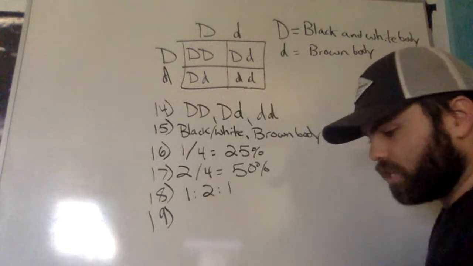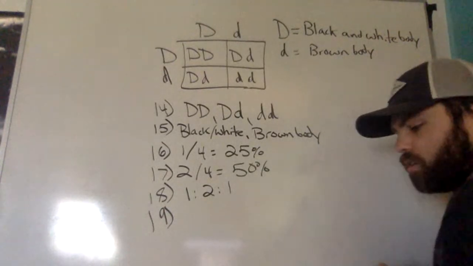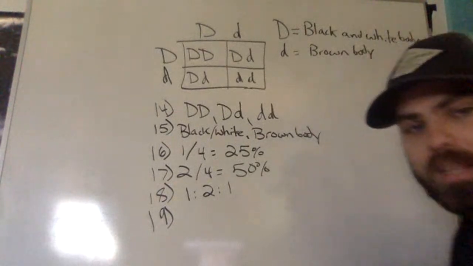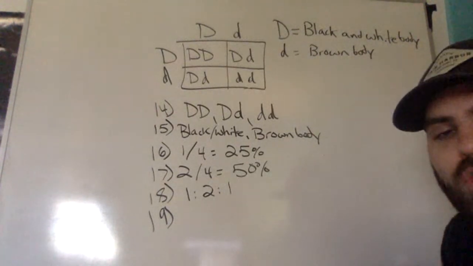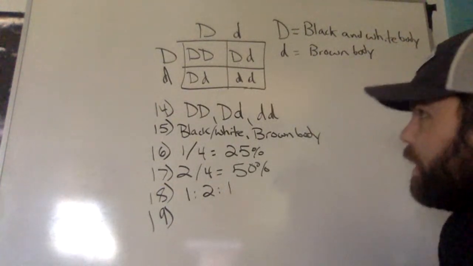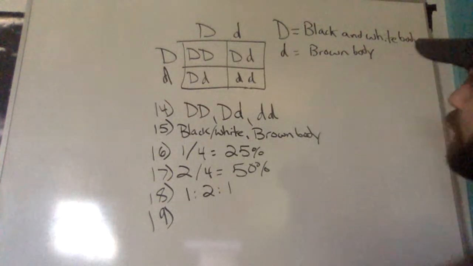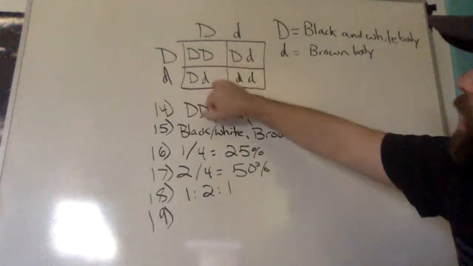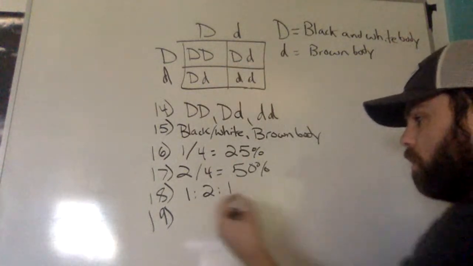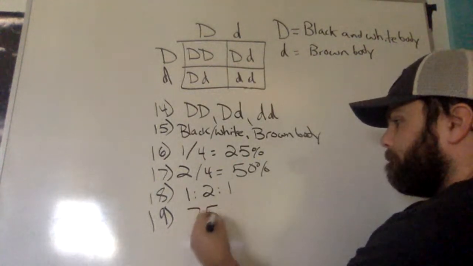Now 19. What is the percent that the offspring will express the dominant gene? To show the dominant gene, as long as you have one uppercase letter, that is a dominant gene. So we're looking at it. We have an uppercase, uppercase, uppercase. So it's going to be 75%.